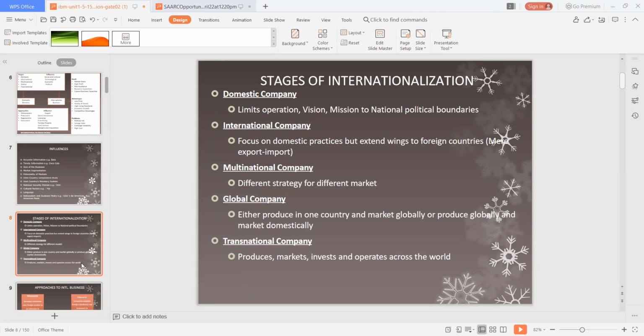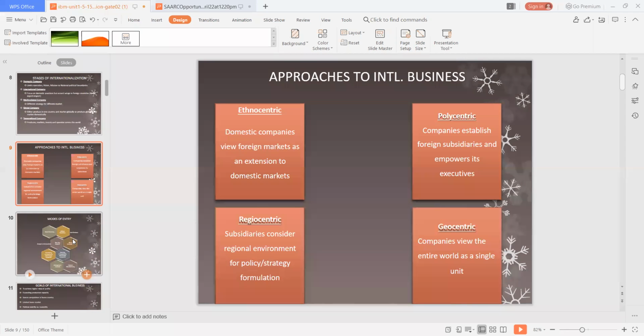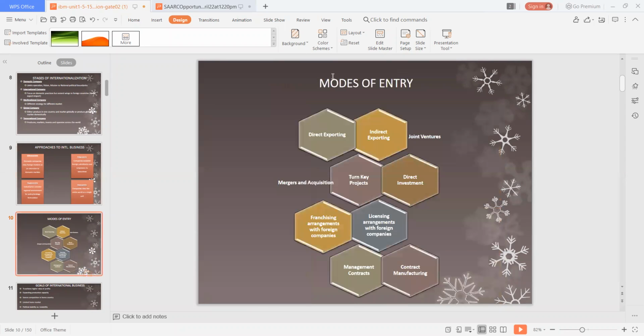Okay. See this, approaches to international business. We already discussed that: ethnocentric, polycentric, regiocentric, and geocentric. This also we told about, the mode of entry, how it will be entering, with various things: direct exporting, indirect exporting, turnkey projects, direct investment, franchising, licensing, management contracts, and contract manufacturing.